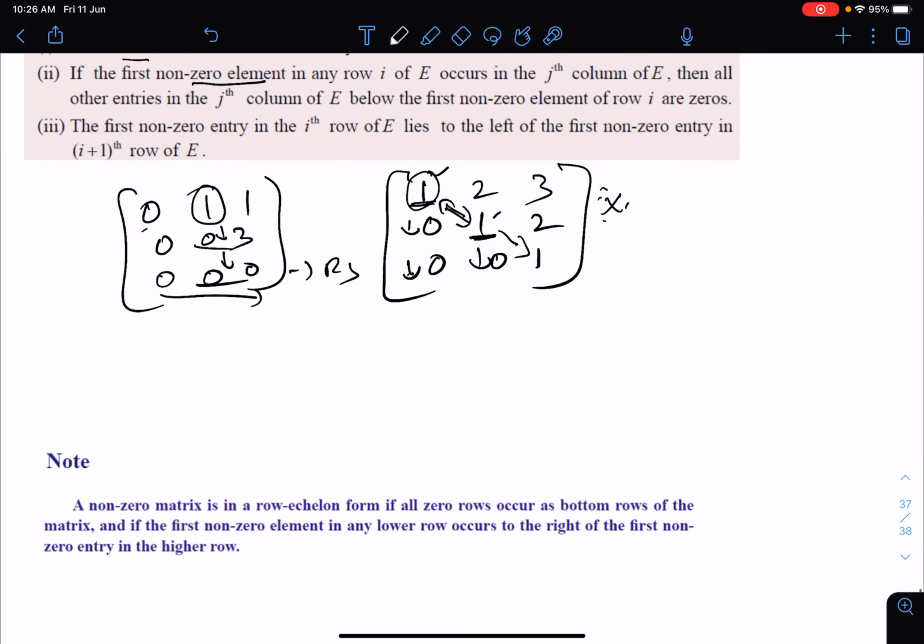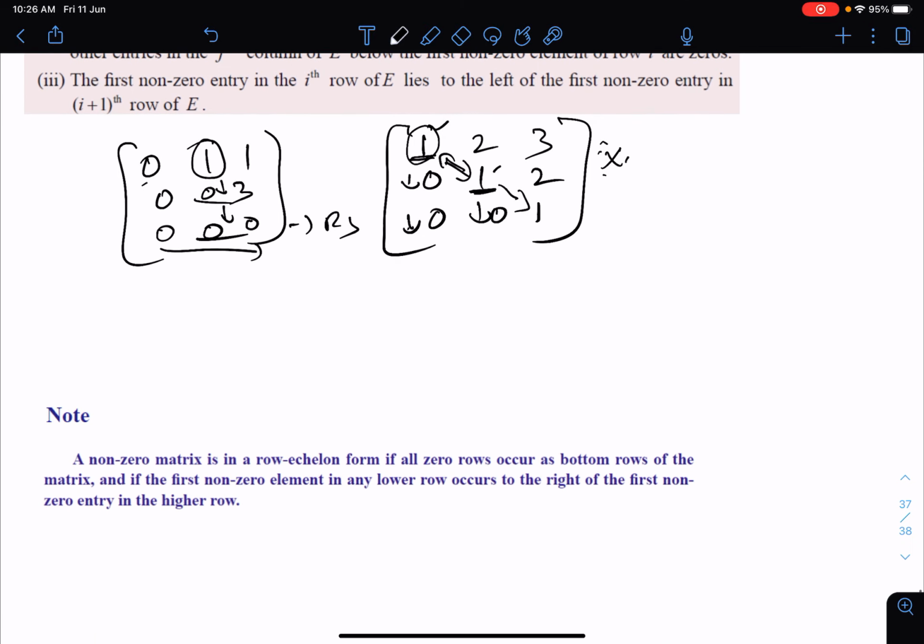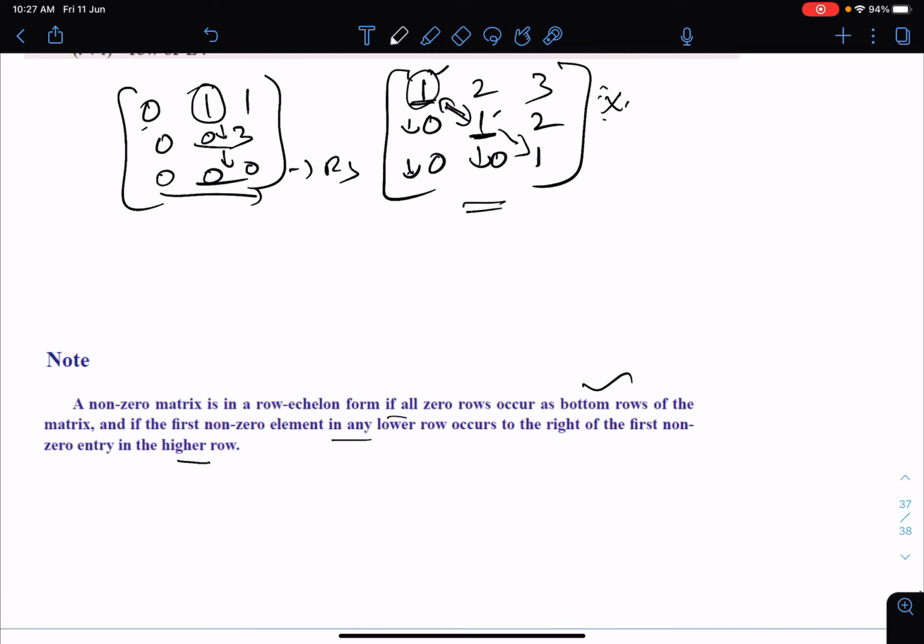So here is a note. A non-zero matrix is in row echelon form if all zero rows occur at the bottom of the matrix, and if the first non-zero element in any lower row occurs to the right of the first non-zero entry in the higher row. These two points are very, very important, and if you know them, you can easily attempt row echelon form. I'll also give you some examples of matrices which are not in row echelon form. That you should also know.